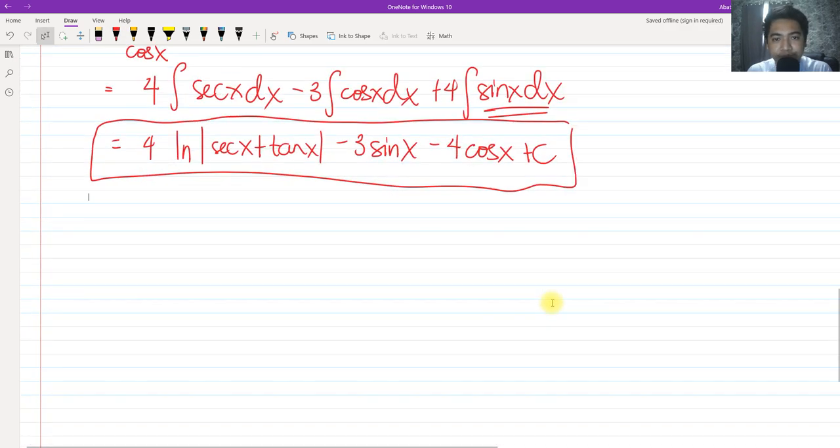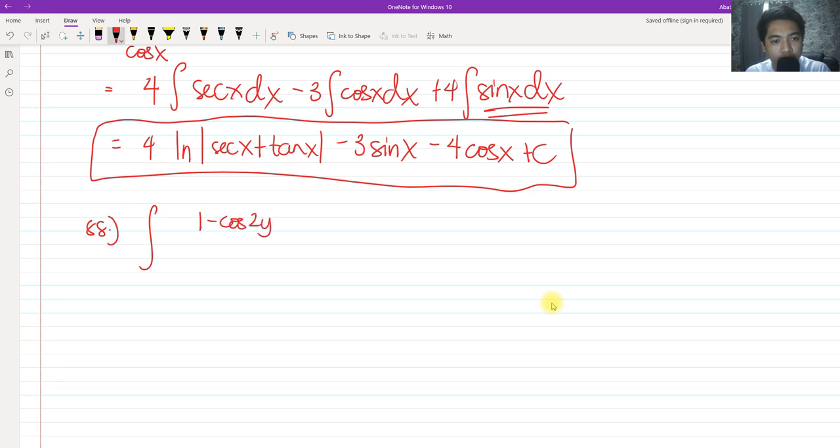87. Okay. So for number 88, we have the integral of 1 minus cosine 2y all over 1 plus cosine 2y dy. Okay. So again, here we have cosine 2y. We're going to use the double angle identity. So cosine 2y would be cosine squared y minus sine squared y. So that's the identity that we're going to use.